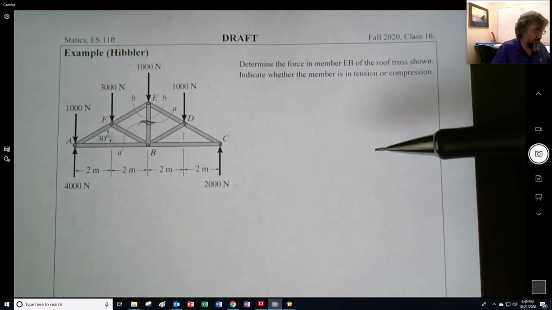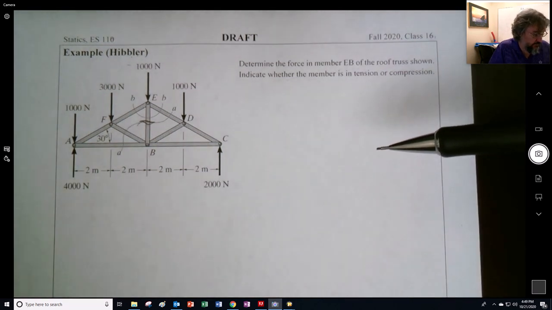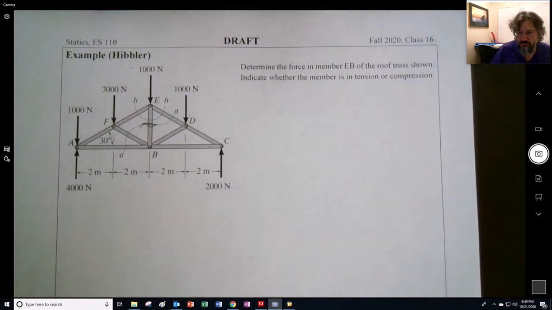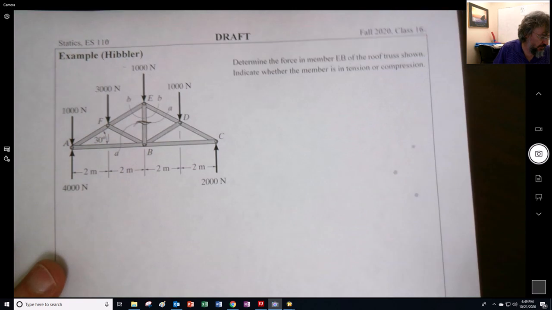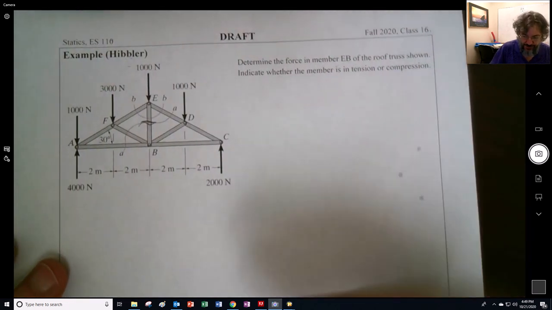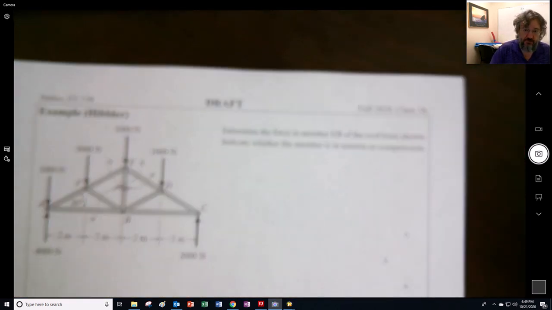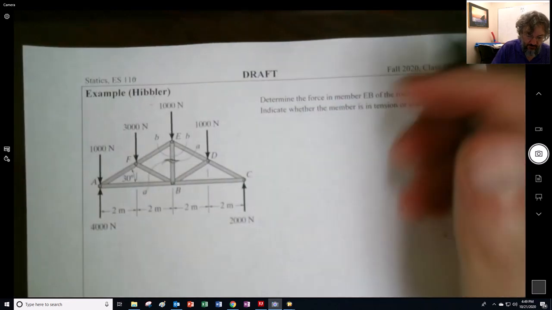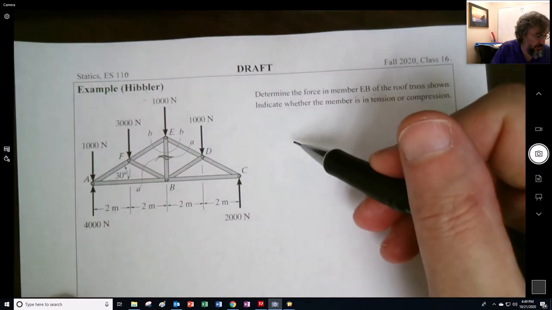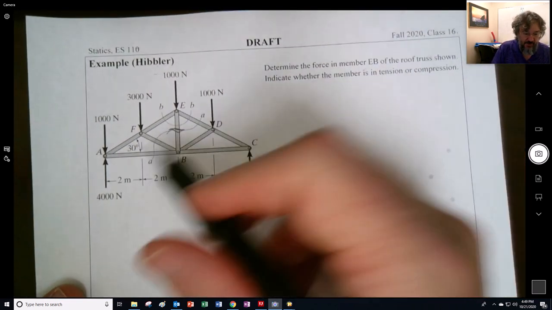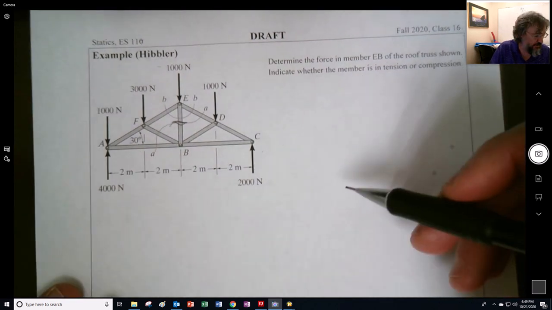So this is, yet again, another trick to try to solve one of these problems. So I don't know what happened right there, I'm afraid. Okay. In this one we already have the reactions, so we don't have to do that one. Great.